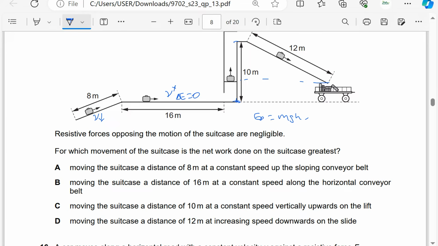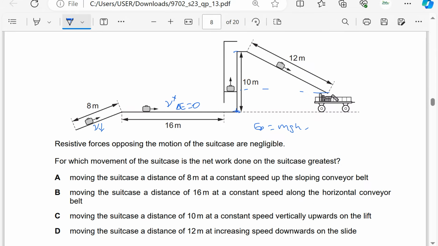Resistive forces opposing the motion of the suitcase are negligible. For which movement of the suitcase is the net work done on the suitcase greatest? So work done here, the potential energy is small along 16, and the kinetic energy is constant. There is no change in the kinetic energy. So there is no more work done here. So along 16 meters, I will ignore this.